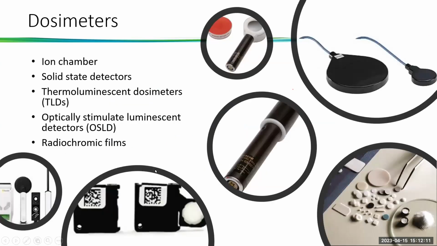What type of dosimeter? For example, you have an ion chamber. Depending on the modality, if it's mammo, you might need this type of chamber. If it's fluoro or X-ray, you would need this type of chamber. Or you have solid state detectors, TLDs, OSLDs or films. All can be used depending on what you have in your department.